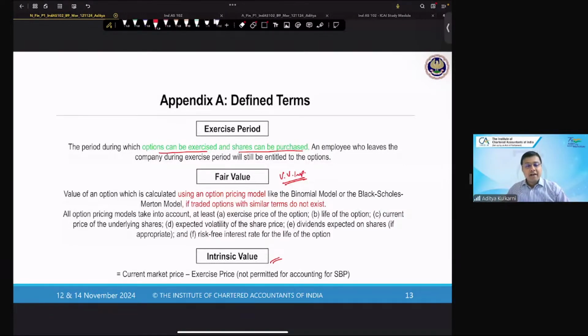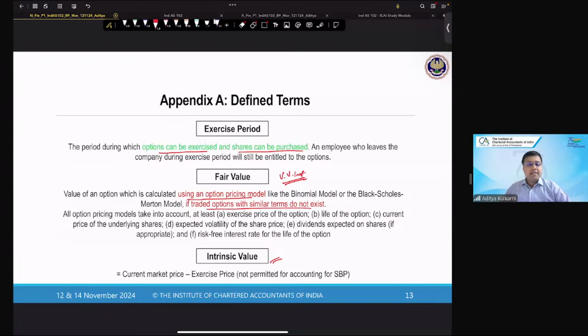So what is the fair value? It is the value of the option which is calculated using an option pricing model, like the binomial model or the Black and Scholes model, if traded options with similar terms do not exist. So if similar options exist, we can take that. Otherwise, we will have to do an option valuation using Black Scholes or binomial or any other method.